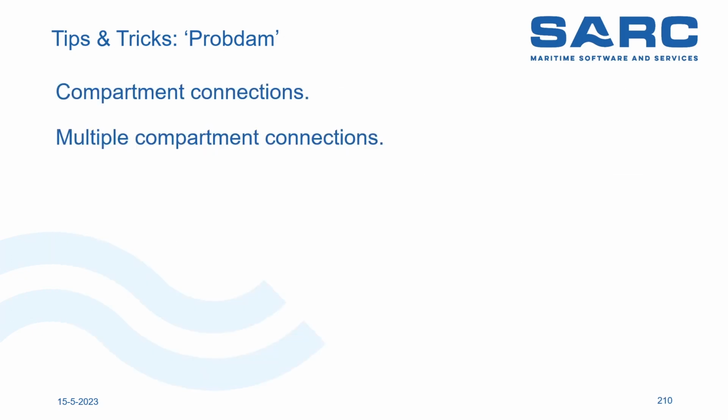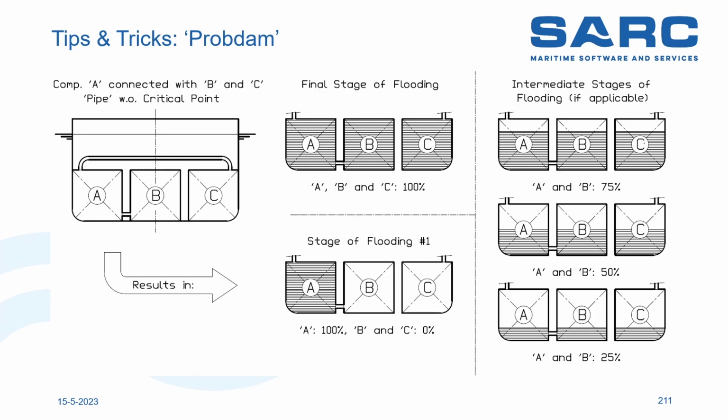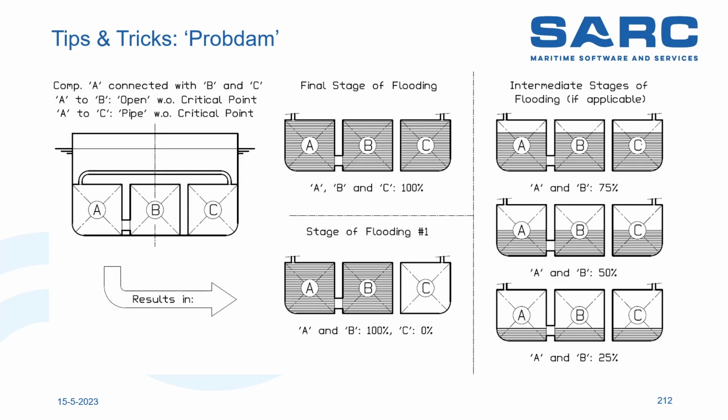Then we also have multiple compartment connections. We can have compartment A connected with both B and C through a pipe. Well, that's the same as if it was only connected with B. There's the intermediate stage of flooding, where only A gets flooded. Now the same situation, but A and B are connected by means of an open connection, which means instantaneous flooding, then this stage of flooding.